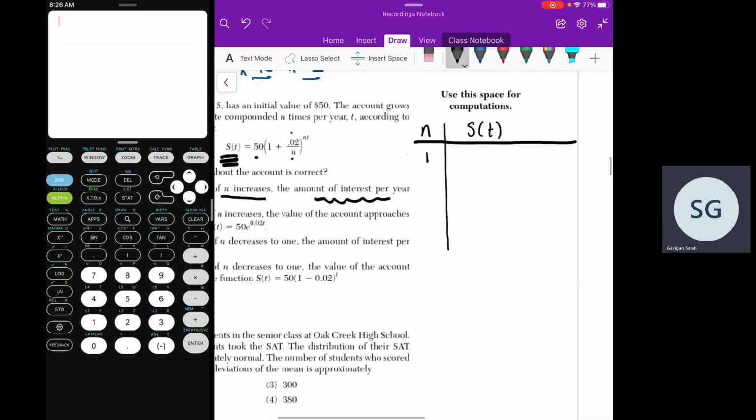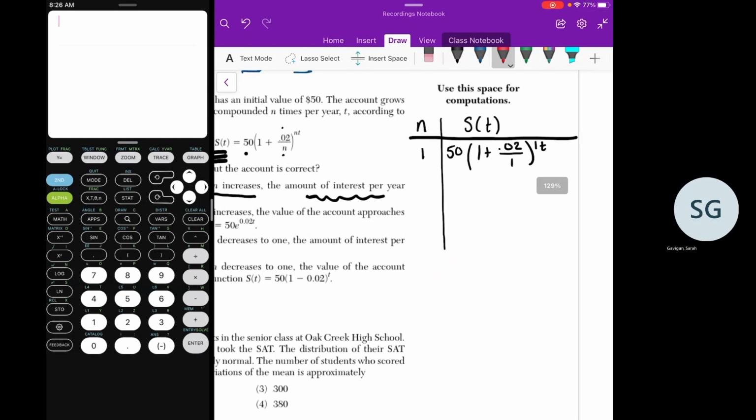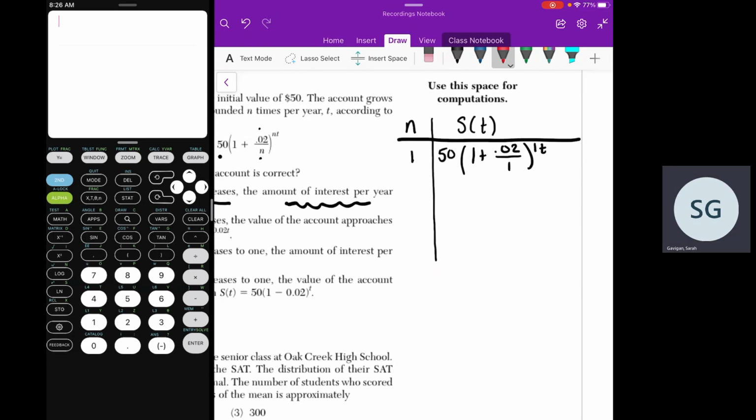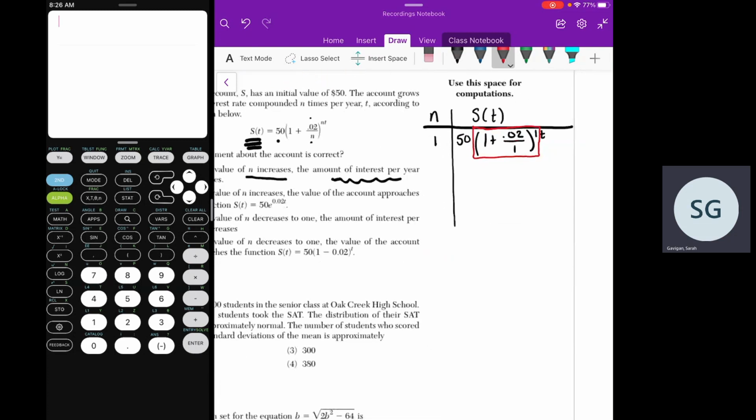So if I take this, put a 1 here, and a 1 times t there, what I'm going to do is, because in each case you're going to have 50 and you're going to have that t, I'm just going to see how the multiplier changes. And if my multiplier gets bigger, then I know my final amount will get bigger. Thus, the interest will increase. So I'm going to keep that 50. I don't really care about that.